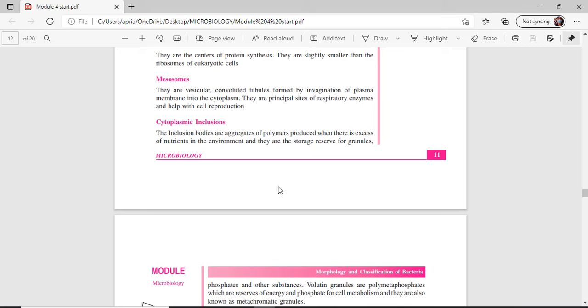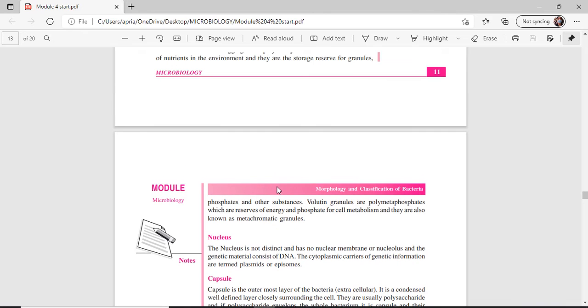Your cytoplasmic inclusions naman yung class, okay? The inclusion bodies are aggregates of polymers produced when there is an excess of nutrients in the environment, and they are the storage reserve for your granules. Also, dira man ang mga phosphate and other substances. Okay? Your volutin granules are polymetaphosphates, which are reserved for energy and phosphate for cell metabolism, and they are also known as your metachromatic granules.